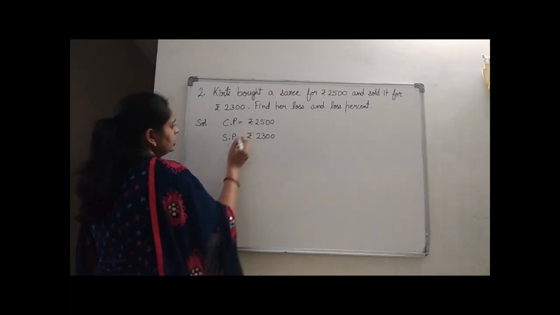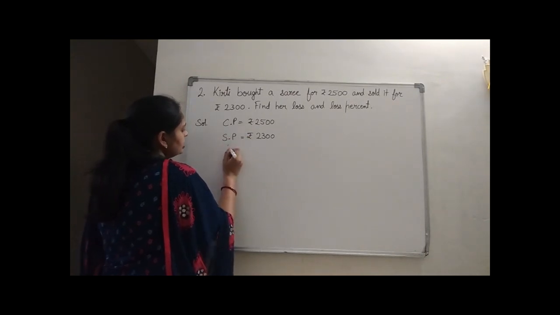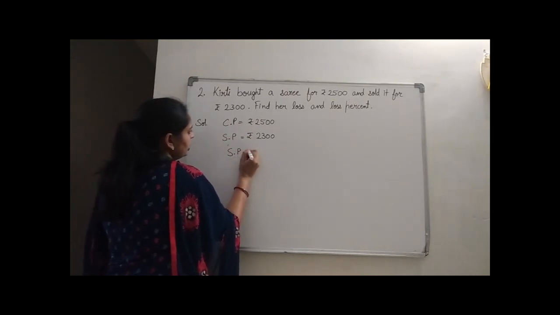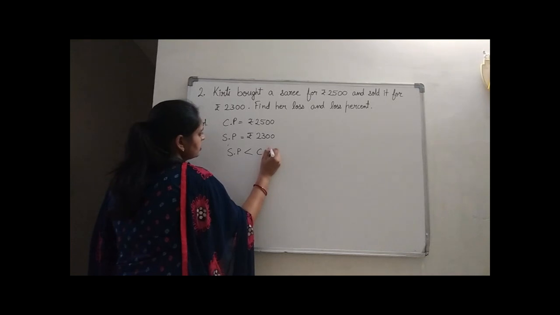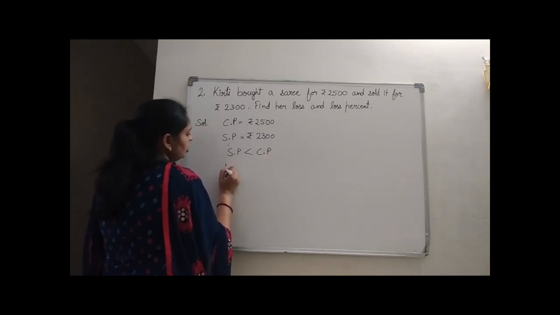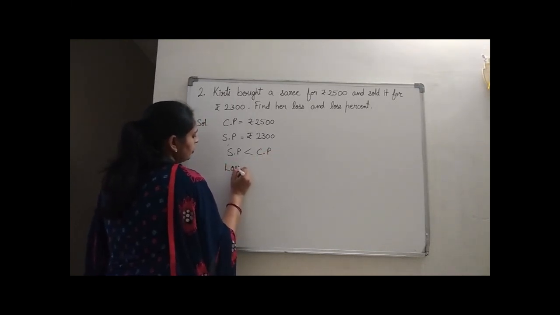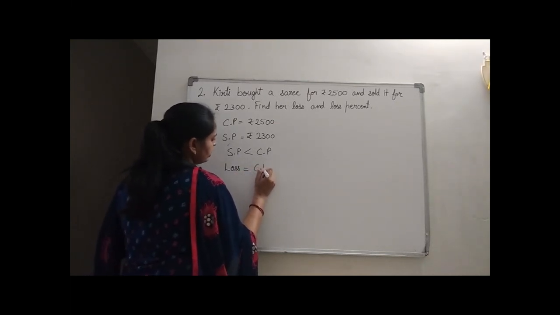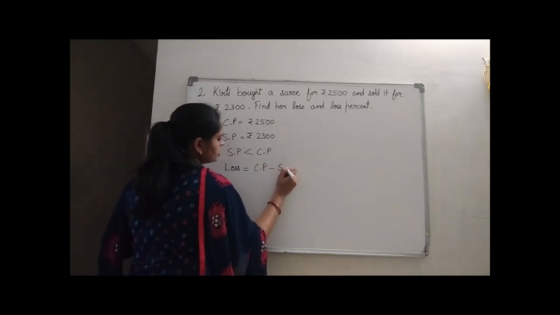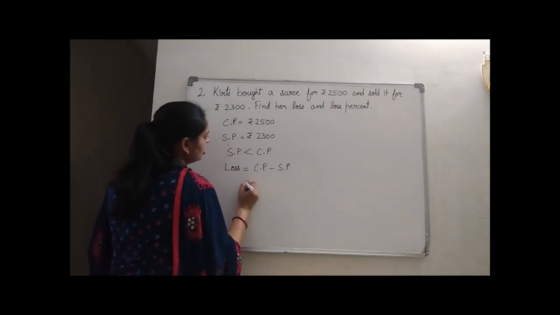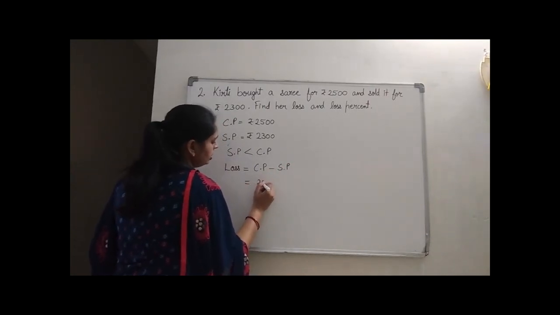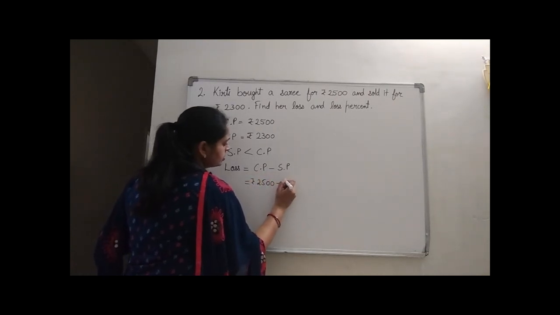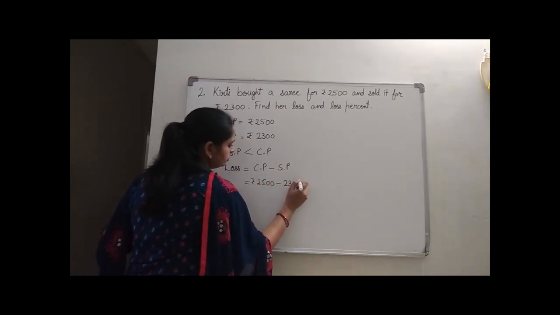Hence, we can see that selling price is less than cost price. Selling price is less than cost price. So she is having a loss. And loss will be equal to how much? Loss will be equal to cost price minus selling price. Now put the value over here. Cost price is 2500 and selling price is 2300.